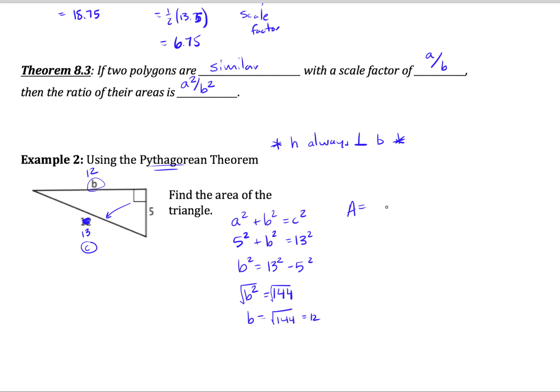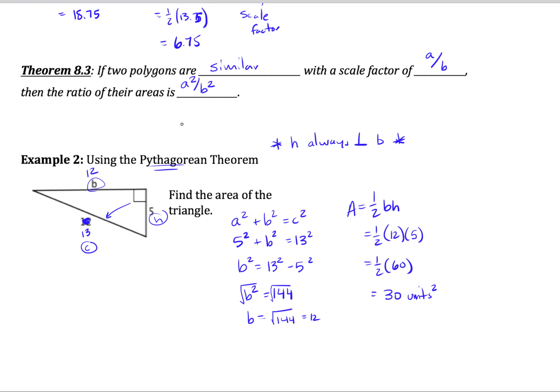My area formula again is 1/2 base times height. In this case, I'm going to use the 12 as my base. So 1/2 of 12 times the height, which will be 5. 1/2 of 12 times 5 is 1/2 of 60, and 1/2 of 60 will be 30. So the area of this triangle would be 30 square units, if we wanted to give it a label.